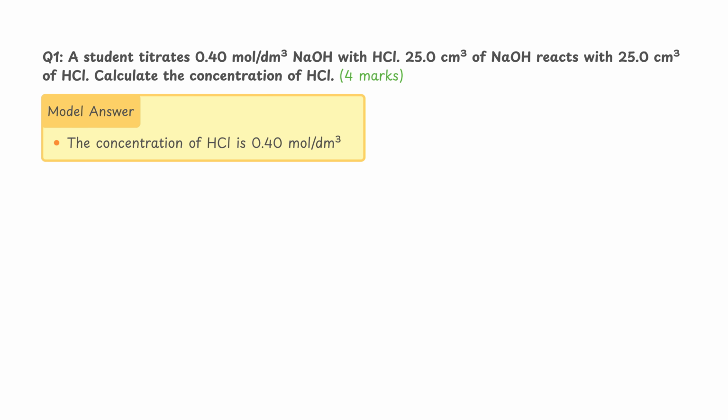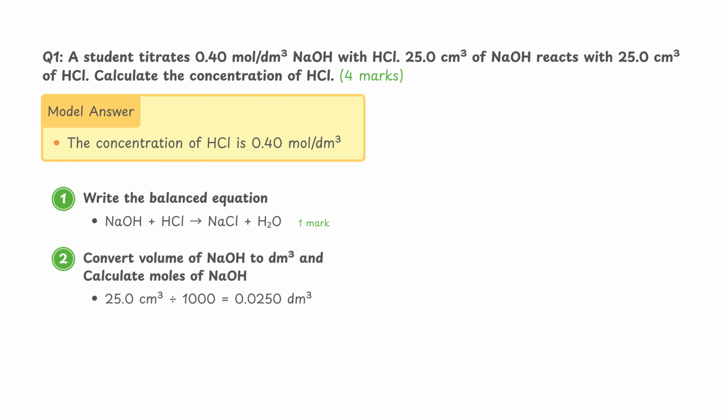Now here's how you secure each mark in the exam. Step 1. Write the balanced equation. NaOH plus HCl, NaCl plus H2O. This shows a 1-to-1 mole ratio between sodium hydroxide and hydrochloric acid. Step 2. Convert the volume of sodium hydroxide to decimeters cubed. 25.0 centimeters cubed divided by 1,000 equals 0.0250 decimeters cubed.